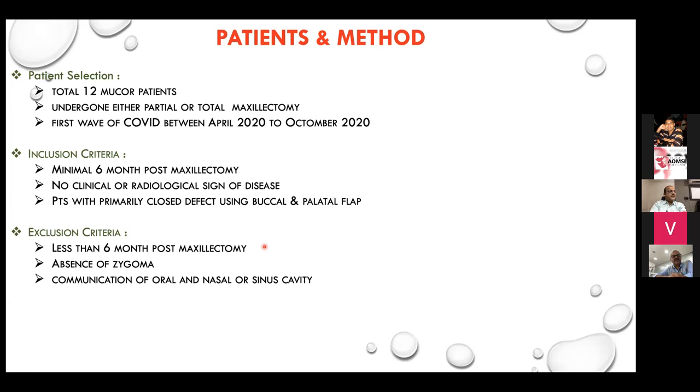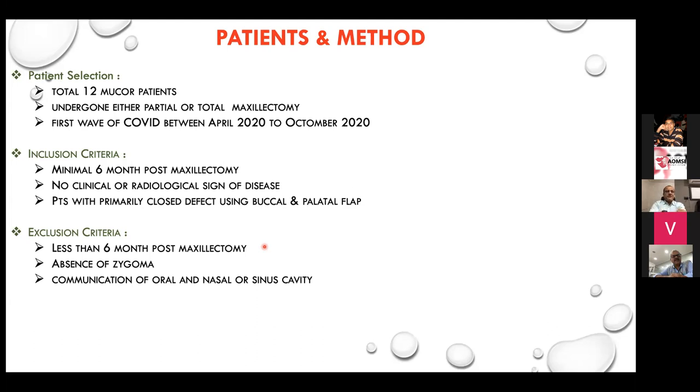They have not yet started doing second wave cases because they have not finished almost 8 to 9 months. Maybe in the last couple of weeks, we have started doing it. The primary requirement is 6 months post maxillectomy for healthy bone, and there should not be any residual defect on radiology. And till now, we have done only in patients where there is a primary closed defect.